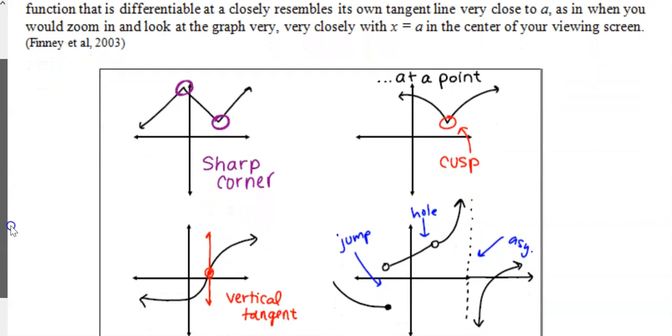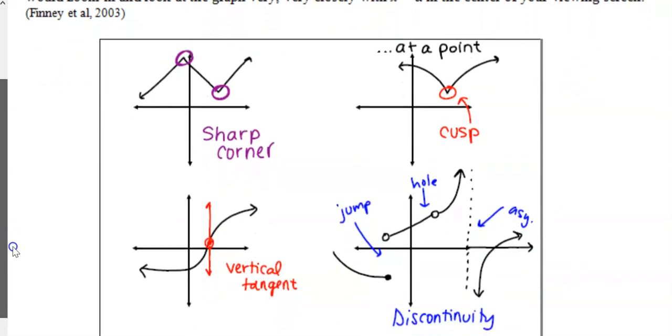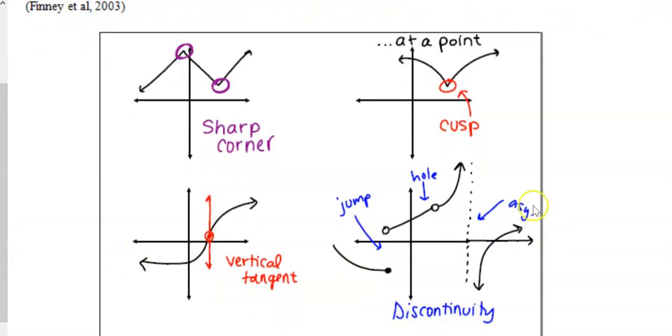Just to recap, here are examples of what the graphs would look like: any sharp corners, any time there's a cusp, any time you have a vertical tangent, or what we just talked about in our last unit, vertical asymptotes, holes, and jumps. So this is a great little graph of all of those examples as to why it's not differentiable.